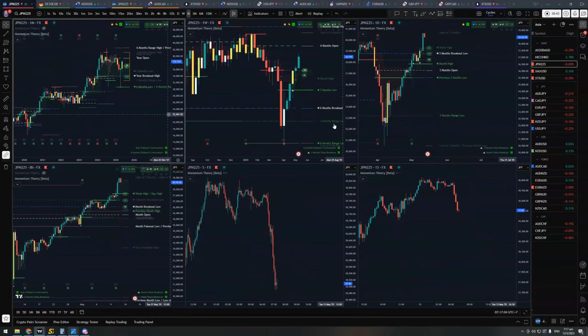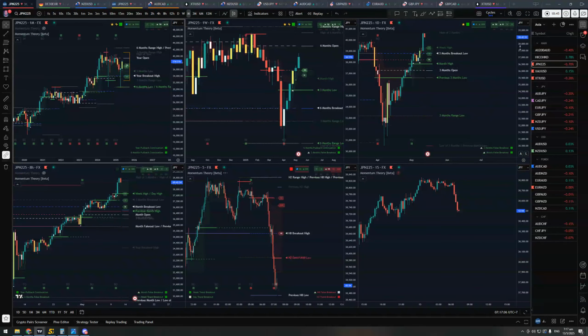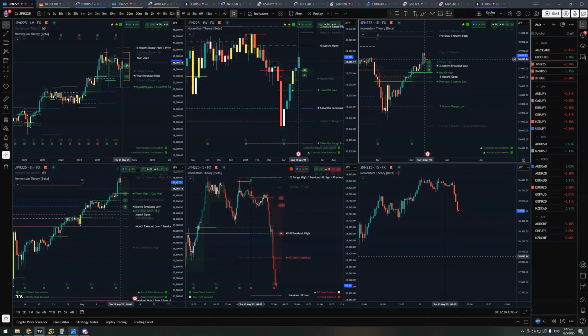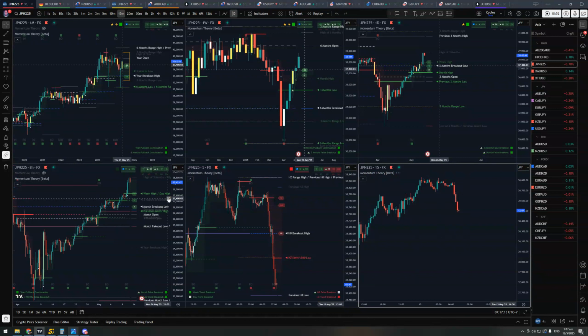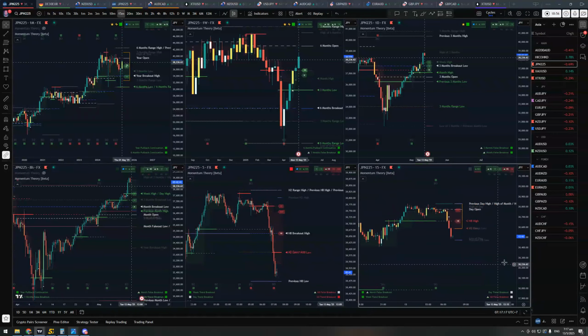And Nikkei is pushing, higher time frame bias is bullish. Strong breakout bar, looking for a pullback to the H8 low. That's the ideal setup. It looks like it's getting close. And let's see.